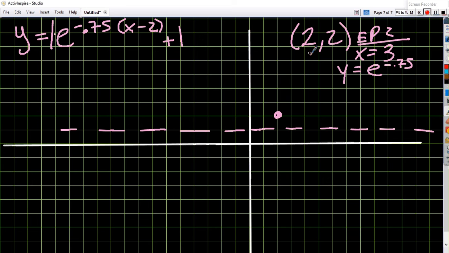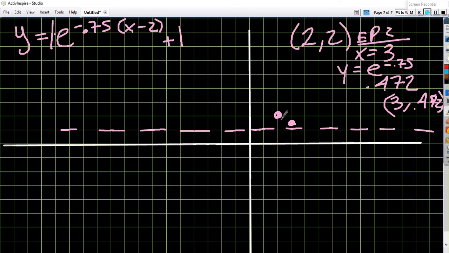e to the negative 0.75 is 0.4723665. 0.472. So 1.472, so about a half. So 1, 2, 3, about a half. We had said it was decay. Does it look like decay to you?